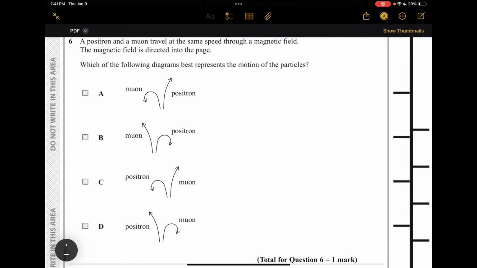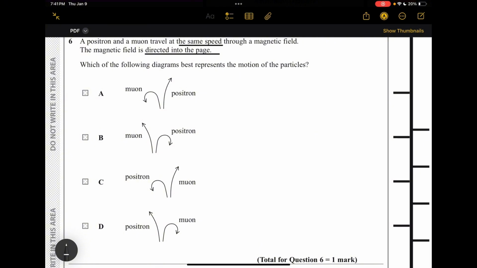A positron and a muon travel at the same speed through a magnetic field. Okay, so their speed is similar. The magnetic field is directed into the page. Which of the following best represents the motion of the particle?